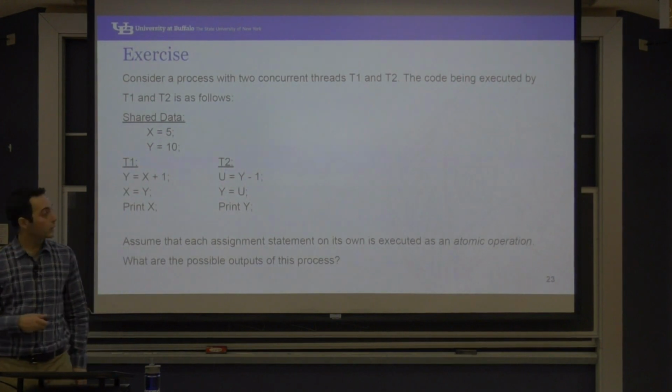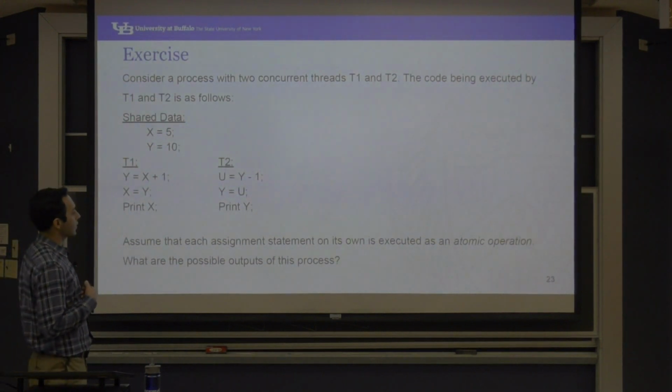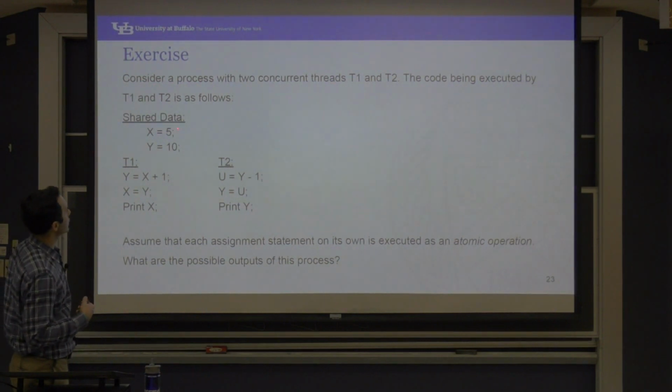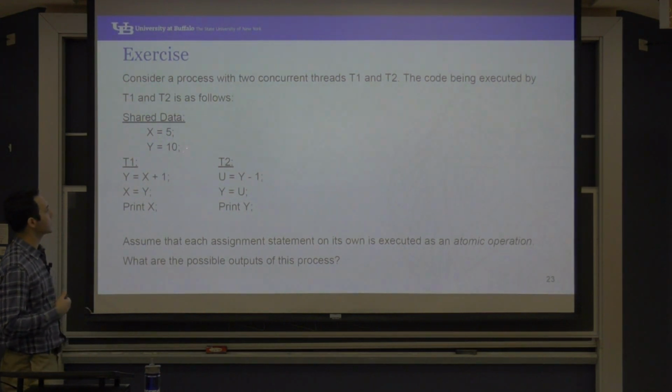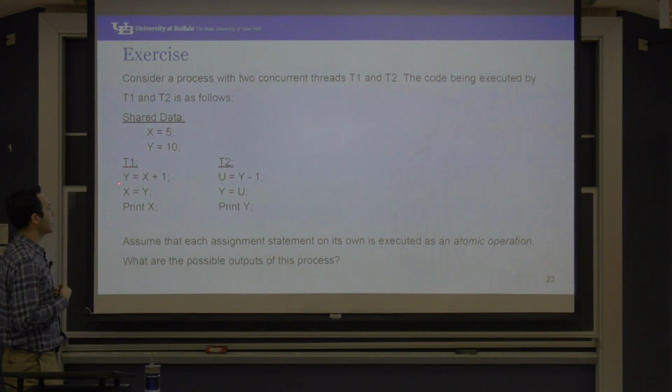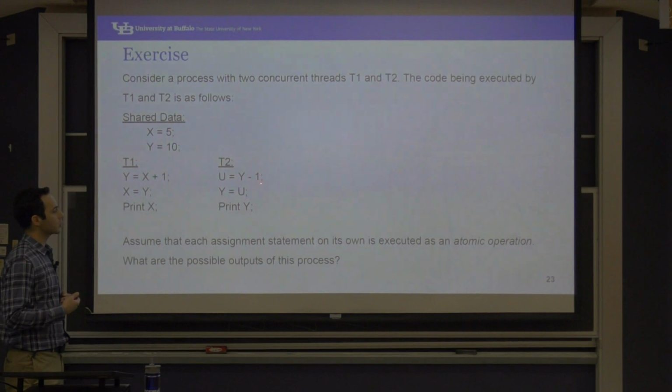So this is an exercise, and we're going to go over a simple example. Consider there are two threads, T1 and T2. There is shared data: x is 5 and y is 10. Now we have two threads running at the same time. Thread 1 has the code y = x + 1, x = y, and then print x. In thread 2, we have u = y - 1, then y = u, and then print y.